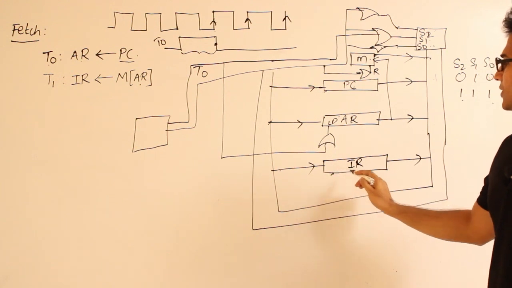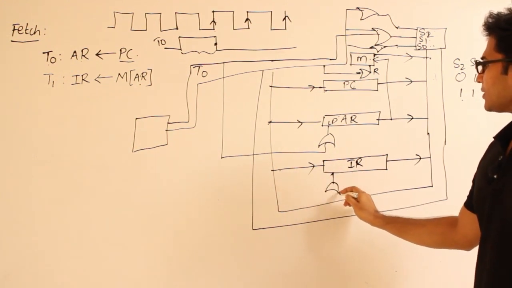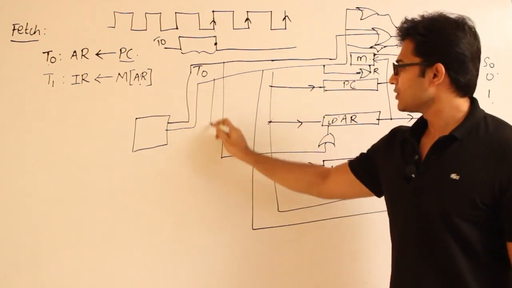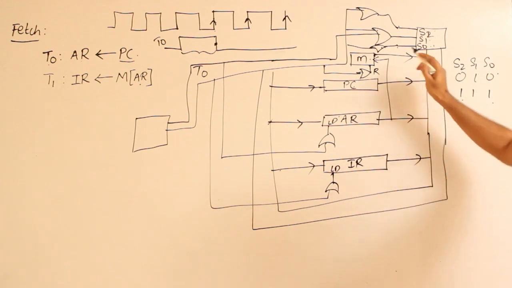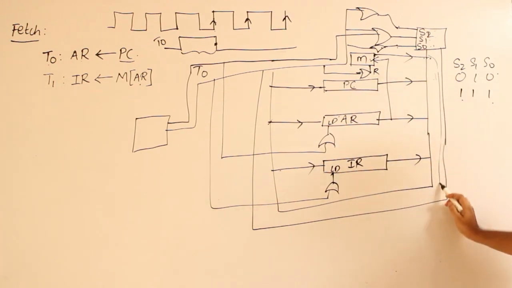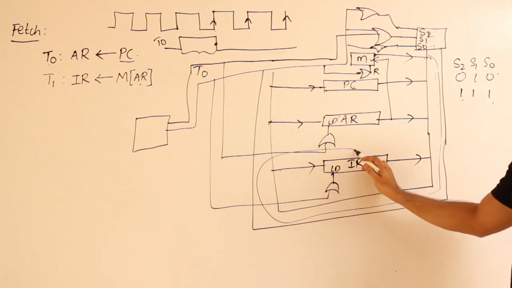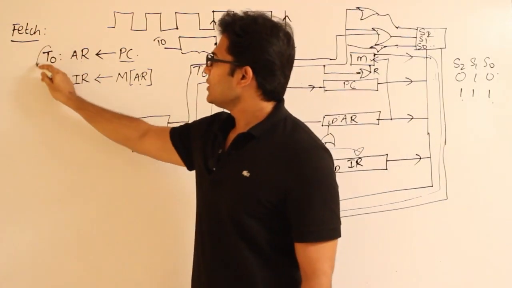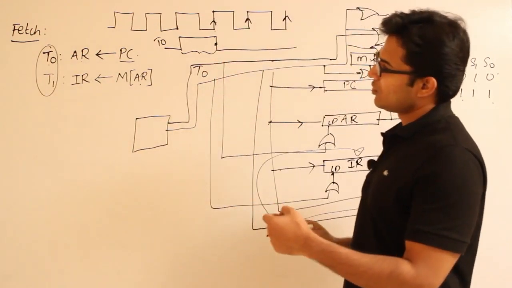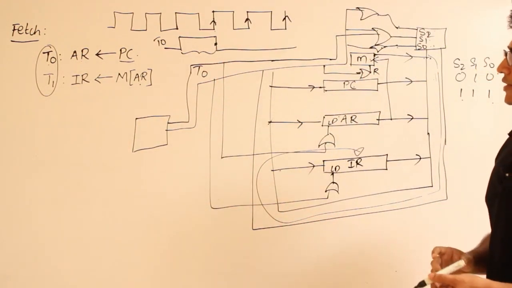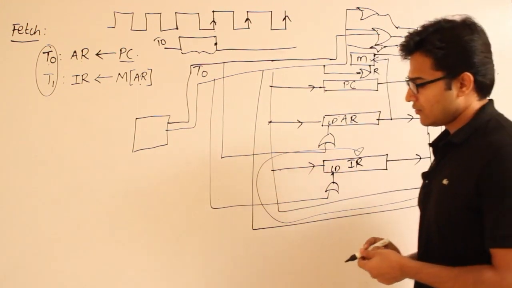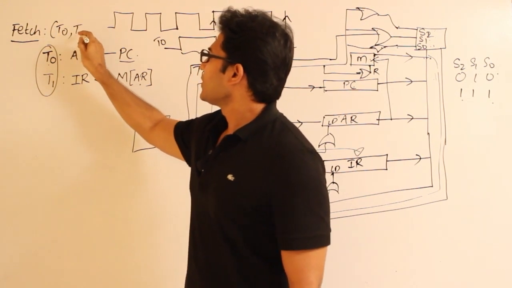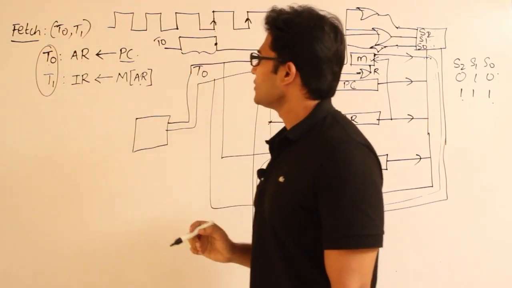But then this has to read it, right? That is why the load has to be activated at t1. Now what happens is, from memory the word will come onto the bus, and through the bus it will enter into the IR. So we have taken t0 and t1, these two clocks, in order to execute this first phase. So the first phase, fetch, is performed in two cycles, t0 and t1.